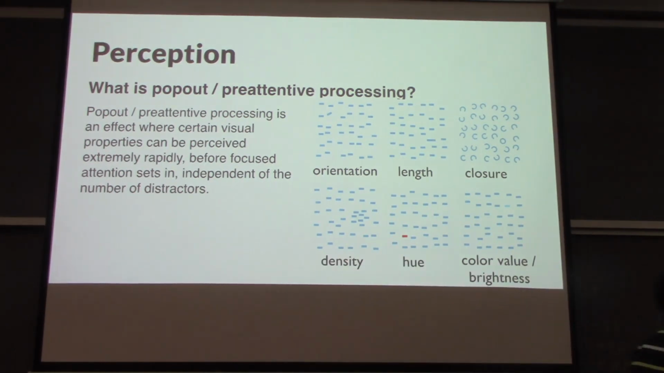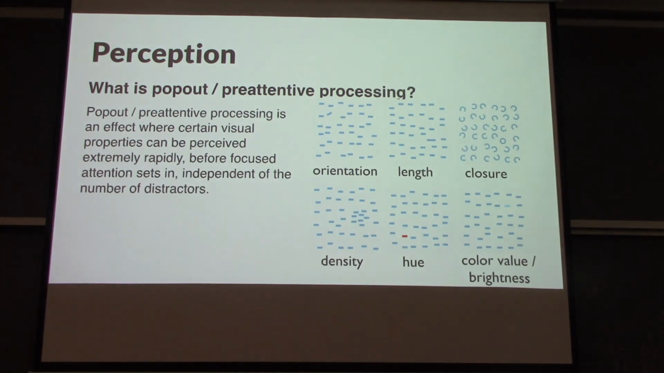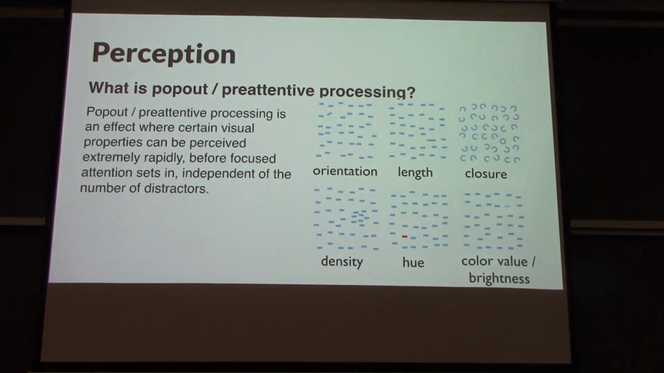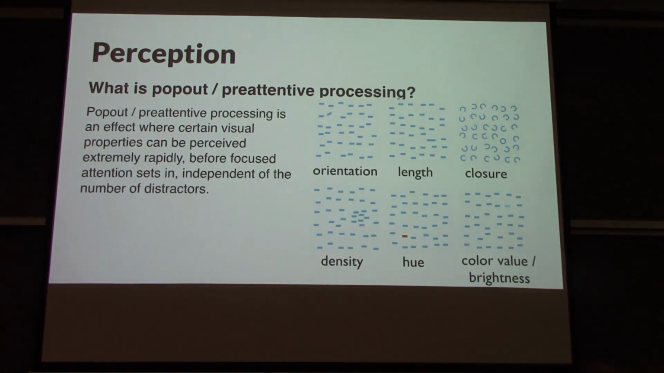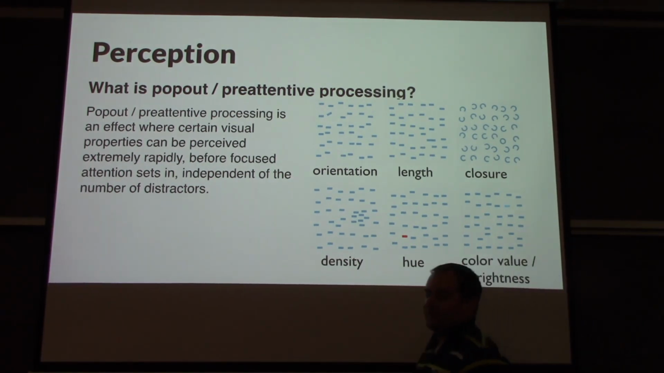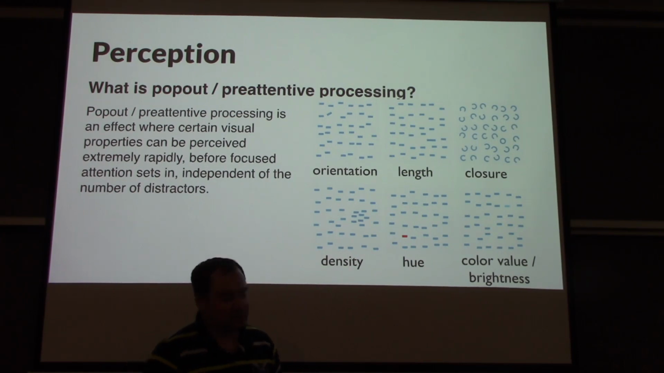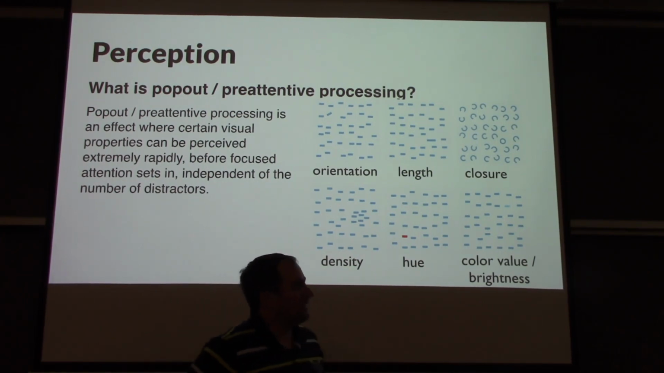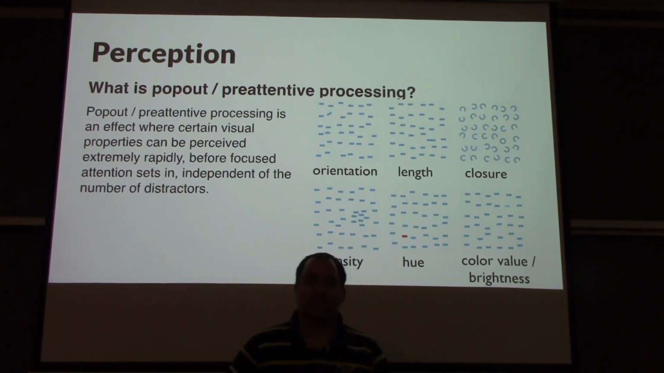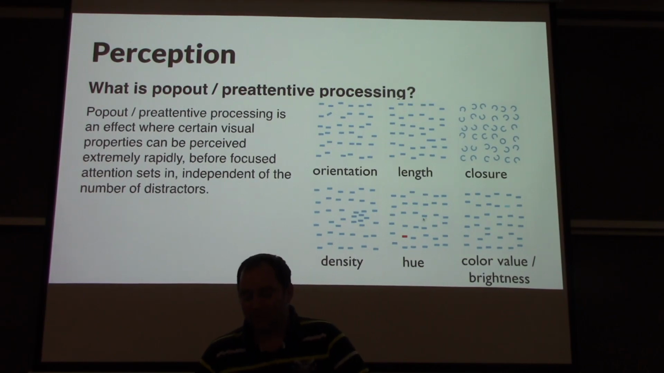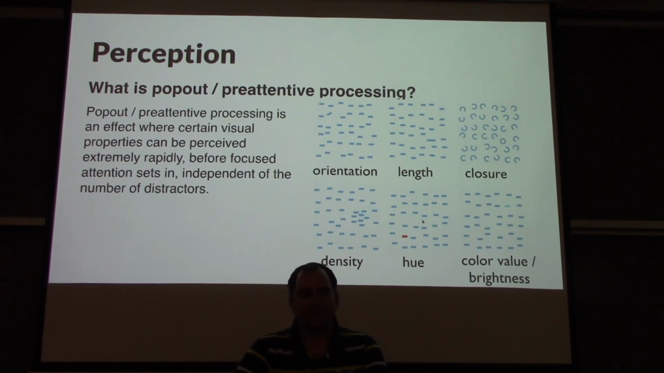So the classical example is color hue. You will spot this red rectangle here much quicker than you can actually look at every item individually. So this pops out off the screen. And this is extremely rapid. Before focused attention, it is also independent of the number of distractors. So no matter whether I have 10 of those rectangles or 500 of those rectangles, I will always see the one red rectangle very quickly.